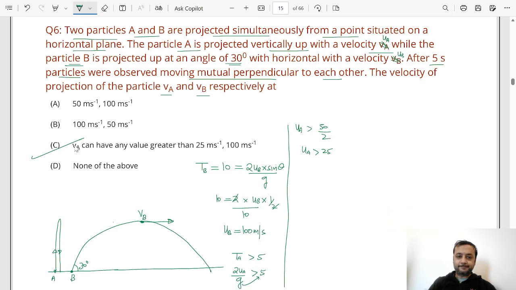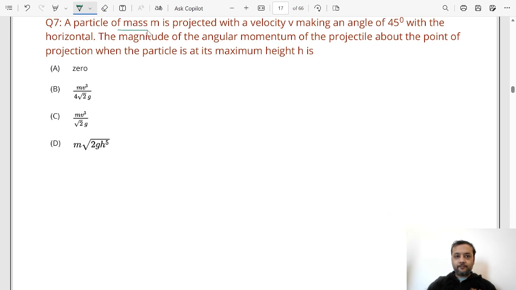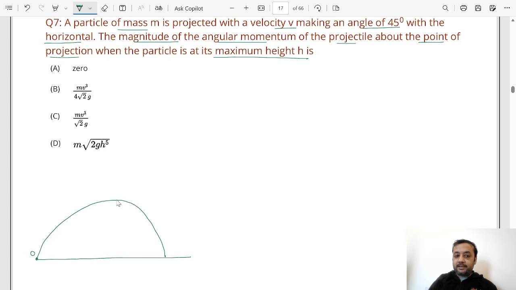In this question, there is a particle of mass m which is projected with the velocity v, making an angle of 45 degrees with the horizontal. Find the magnitude of angular momentum of the projectile about the point of projection when the particle is at its maximum height H. So what is the question? Look, here the particle has been projected in a projectile motion again, and we have to find the magnitude of its angular momentum when the particle is at its top point. The angle of projection is 45 degrees, and the projection speed is v. So very easy question.